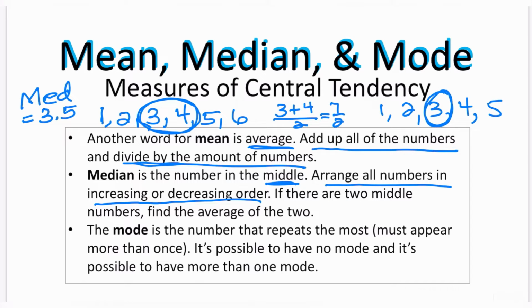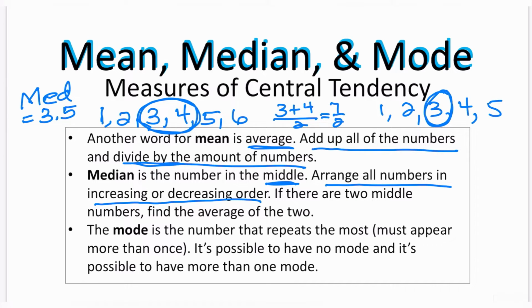So another word for mean is average. Add up all the numbers, divide by the amount of numbers. The median is the number in the middle, but before you can find it, you need to rearrange all of the numbers in increasing order. And if there's two numbers in the middle, because you have an even amount of numbers, you will have to find the average of those two numbers, meaning add them up and divide by 2.